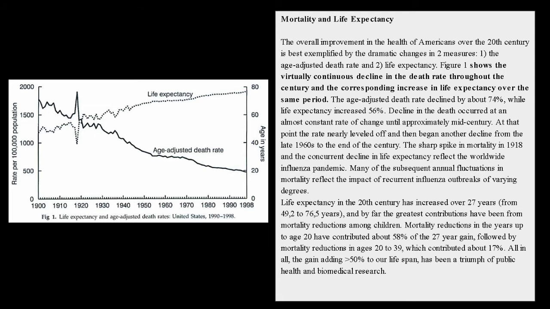Decline in the death rate occurred at an almost constant rate of change until approximately mid-century. At that point the rate nearly leveled off and then began another decline from the late 1960s to the end of the century. The sharp spike in mortality in 1918 and the concurrent decline in life expectancy reflect the worldwide influenza pandemic. Life expectancy in the 20th century has increased over 27 years, from 49.2 to 76.5 years, and by far the greatest contributions have been from mortality reductions among children.